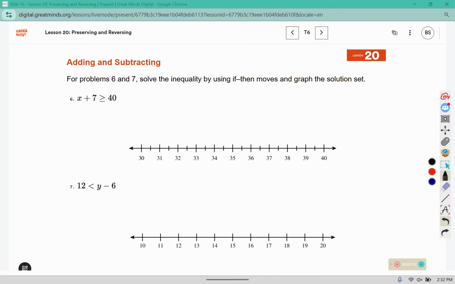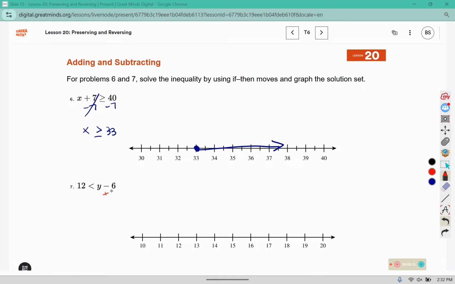For problems 6 and 7, solve the inequality by using the if-then moves and graph the solution set. So subtract 7 from both sides. That gives us x. The symbol is facing this way. 40 minus 7 is 33. So it's a closed dot on 33. X is greater, so we're going to point to the right.